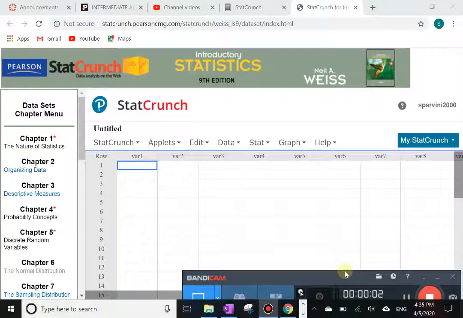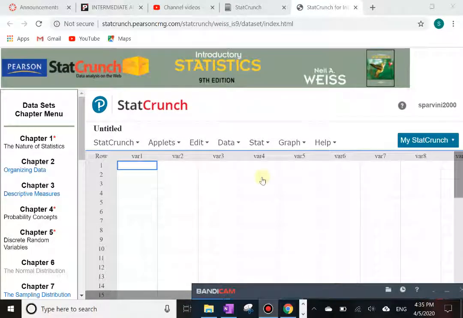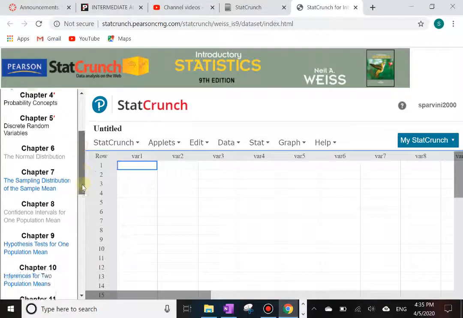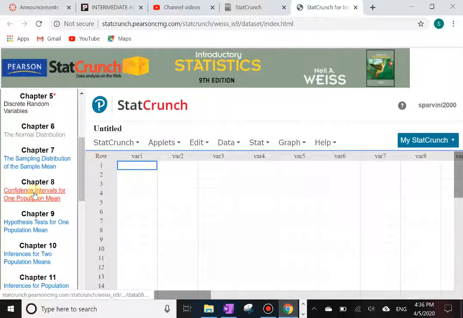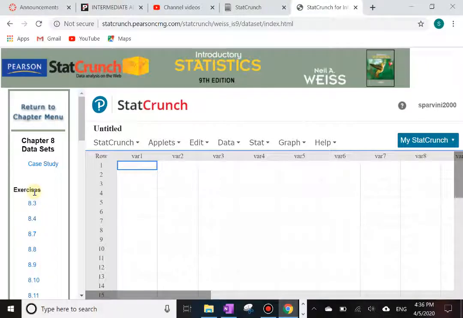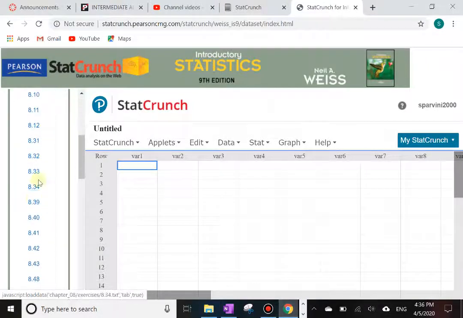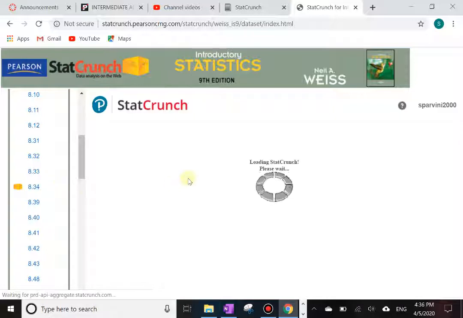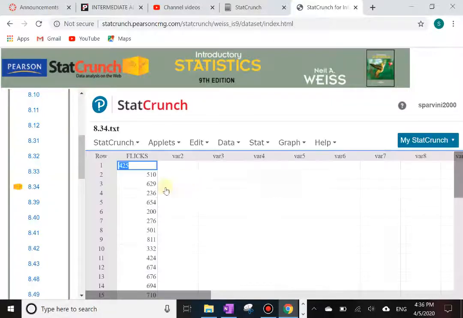Okay, so let me show you now how to do the exercise that we just went through, number 34 in StatCrunch. So I have StatCrunch up and running. I'm going to go to exercises from the book, chapter 8, and we're doing number 34. So let me scroll down to number 34, and here's the data for number 34. These are the number of tongue flicks per 20 minutes.